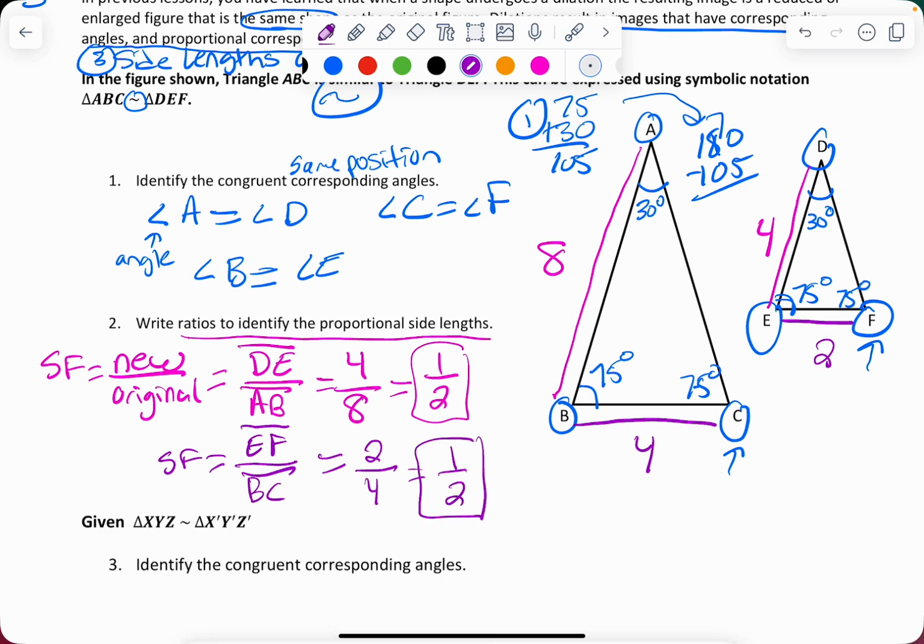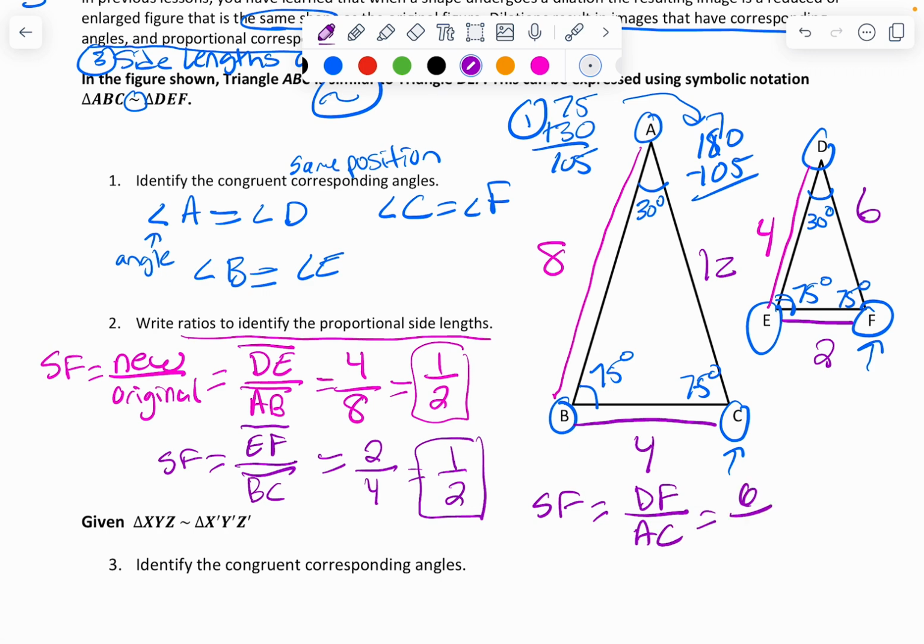Okay, now see, these are the same, right? In fact, I could come over and say, this is going to be 6, and this is going to be 12, and I could do one more pair of side lengths and say that's going to be DF over AC. And guess what? I'm going to get the same exact scale factor of 1/2, because what's the trick with this?